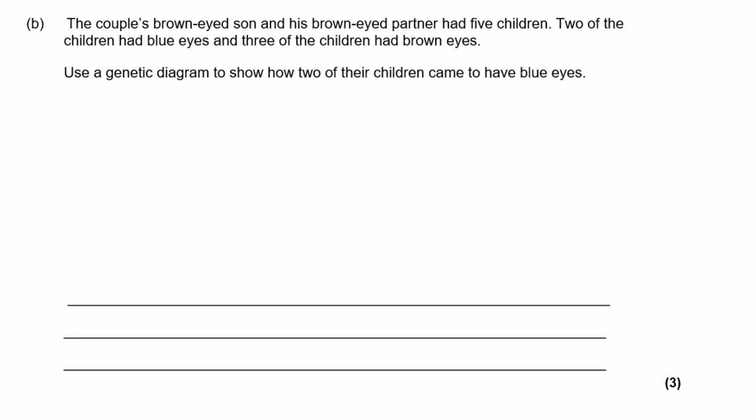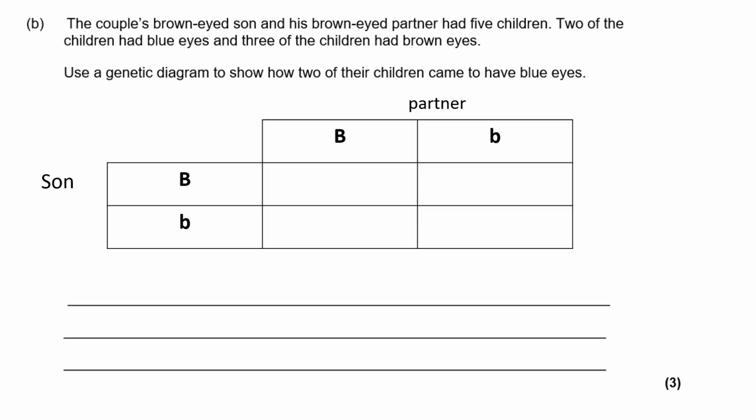So, question B, we're now talking about the next generation. The couple's brown-eyed son and his brown-eyed partner have 5 children. 2 of the children had blue eyes and 3 of the children had brown eyes. Use a genetic diagram to explain how their children came to have blue eyes. Now, if you go back to your Punnett square, we saw all the offspring of this original couple had a capital B and lowercase b. So they all had brown eyes, but they were blue-eye gene carriers. Now, because we know that this couple have brown-eyed and blue-eyed children, both parents must be carriers of a blue-eye and brown-eye gene, so a capital B and a lowercase b.